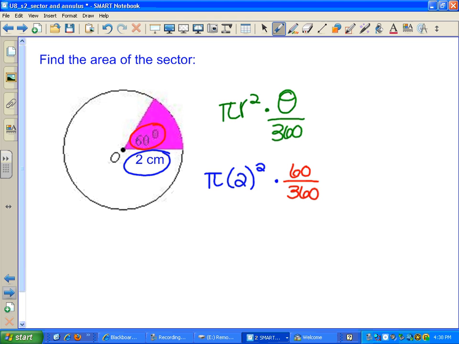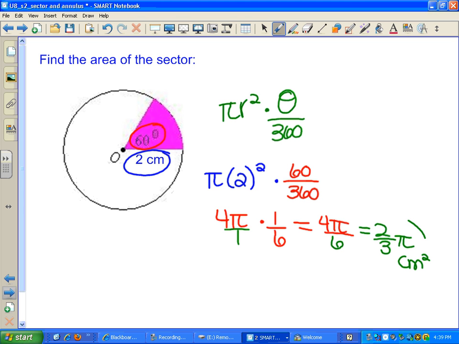2 squared is 4, so I have 4 pi times, and if I do 60 divided by 360, well, I know 60 goes into 360. How many times? Good, 6 times. So it's going to be 1 over 6. Well, I'm going to multiply straight across, so I have 4 pi on the top. If I make 4 pi a fraction, it becomes 4 pi over 1, and 1 times 6 is 6, and I can reduce that to 2/3 pi. We're going to go ahead and leave our answer in terms of pi. That's more exact. So the area of that sector is 2/3 pi, don't forget units, centimeters squared.